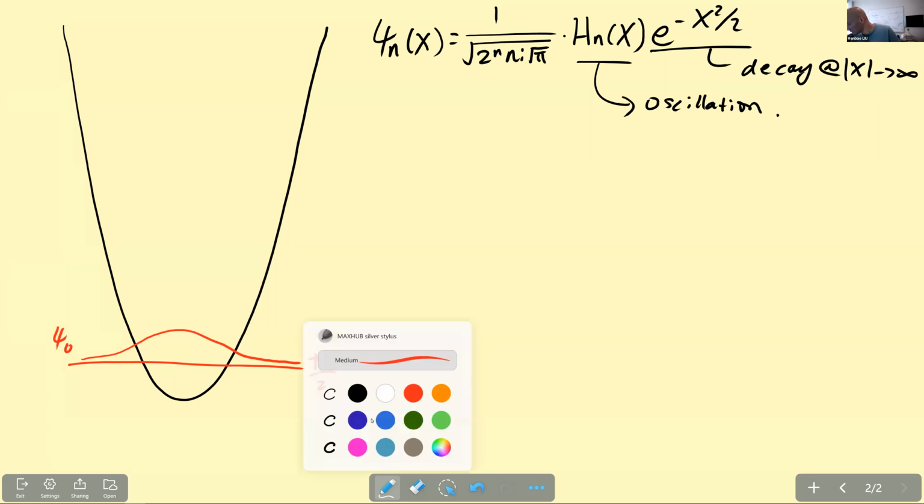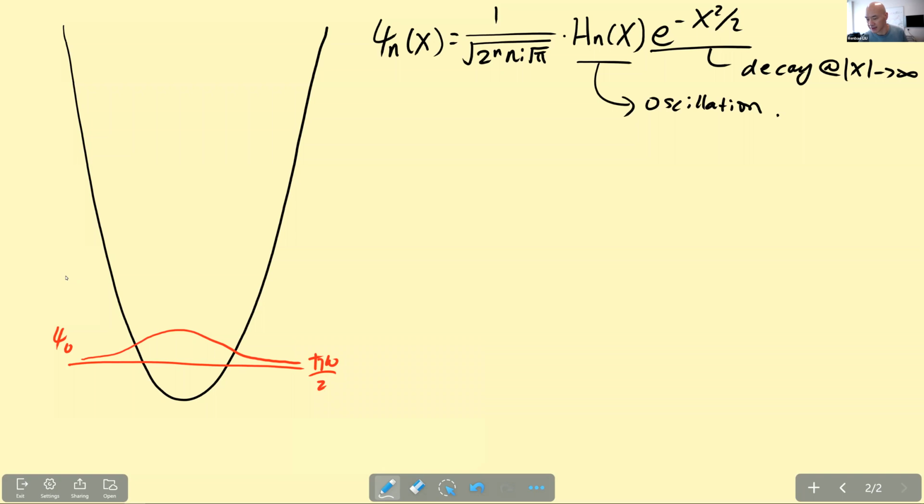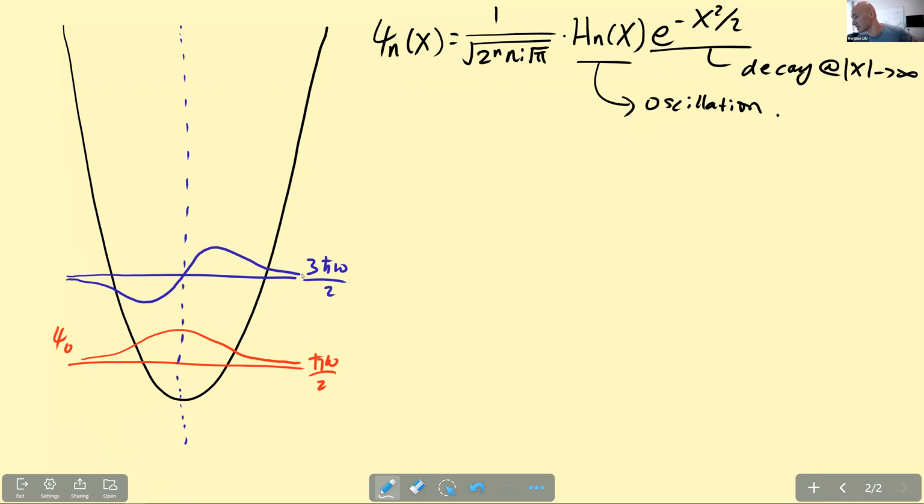And then you have the first excited state. The energy is 3 h bar omega over 2. Now this one is going to be anti-symmetrical, so it decays and it passes through 0. It's asymmetrical like this. And then another state, where the energy is going to be 5 h bar omega over 2.